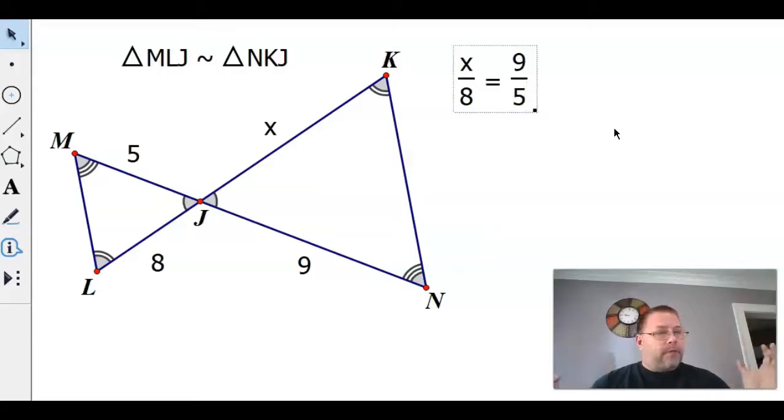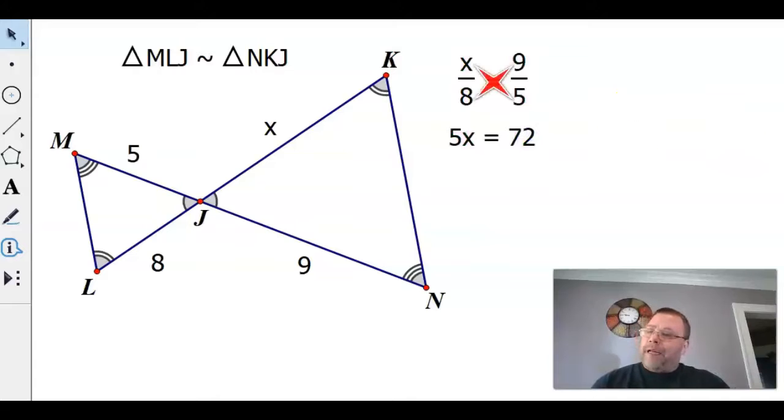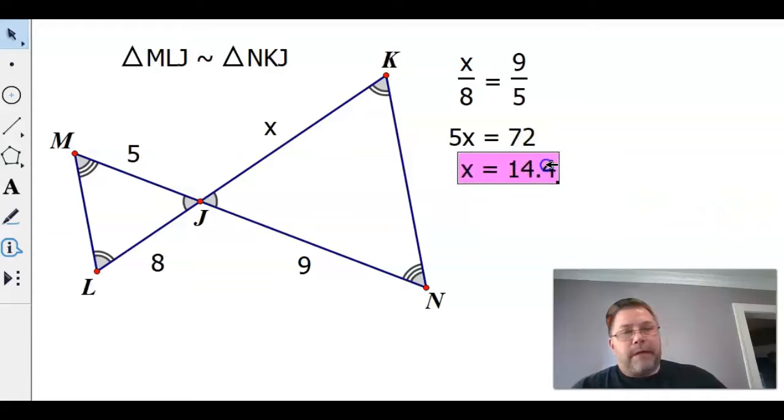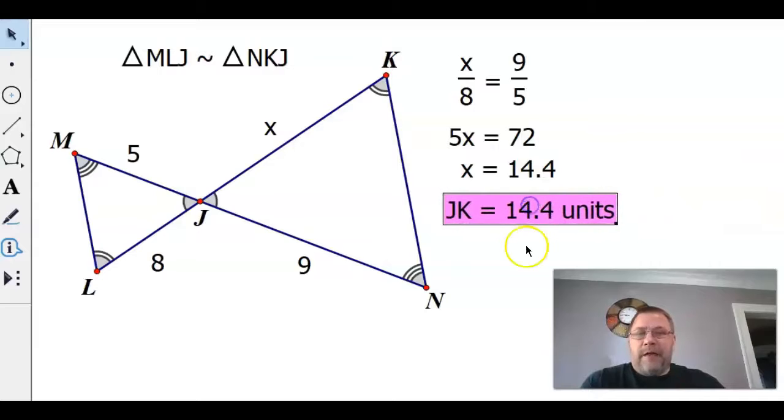Now all we've got to do is what I've taught you before, solving that proportion, which you know the simplest way to do is to cross multiply. I've already got that here. 5 times x, 9 times 8 is 72. I already did that math for you. Last step is to divide by 5. After you divide by 5, no, it doesn't work out perfect, but it's not that bad either. 14.4. So our final statement is going to be that line segment JK is 14.4 units long.